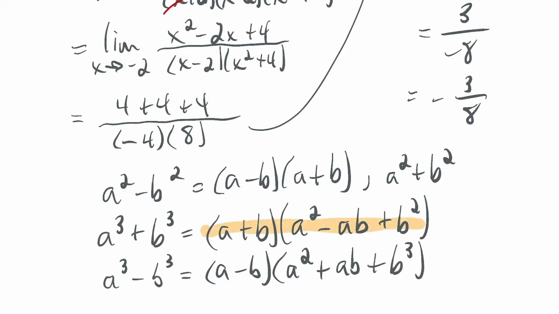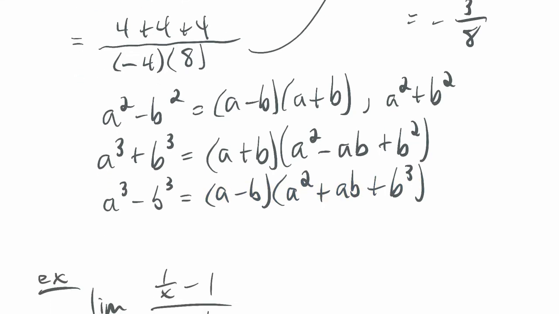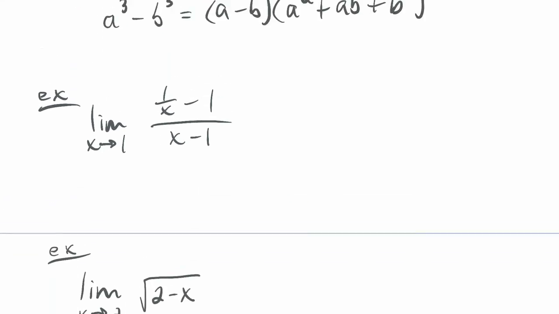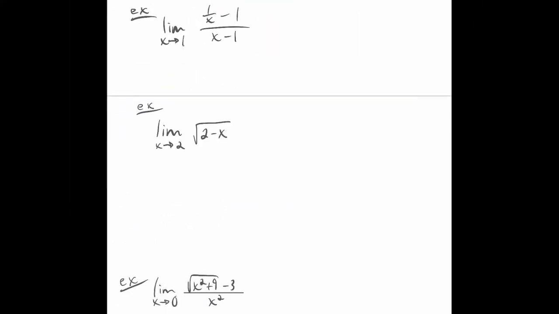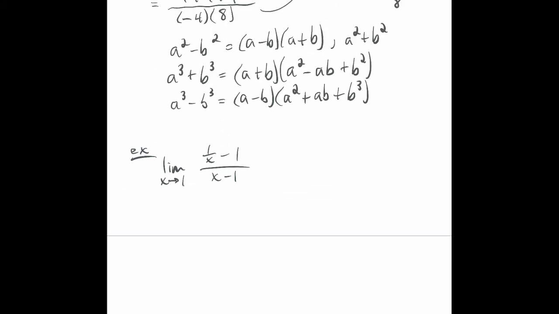And you can check these by FOILing. If you FOIL this out, you get a cubed plus b cubed. And if you FOIL this out, you get a cubed minus b cubed. I'm pretty sure. Yeah, that's right. Okay. So next example. And I guess I will push that down. As we go along, we'll push them down.